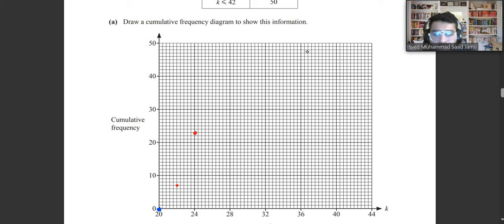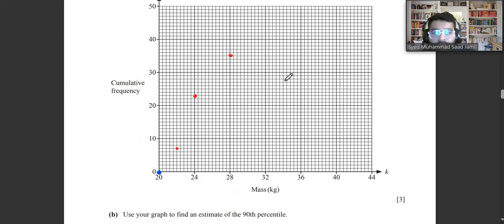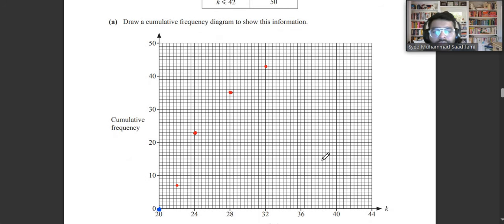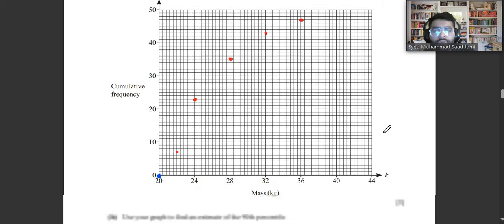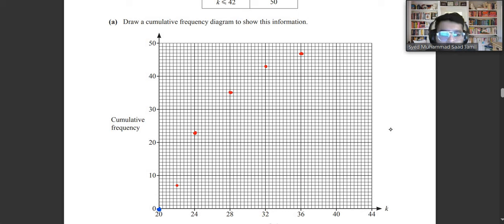At 28 we have 35. So 1, 2, 3, 4, 5. At 32 we have 43, 41, 42, 43. At 36 we have 47. So 40, 41, 42, 43, 44, 45, 46, 47. And at 42 we have 50. So 42 is here. Look, 40.4, 40.8, 41.2, 41.4, 42.